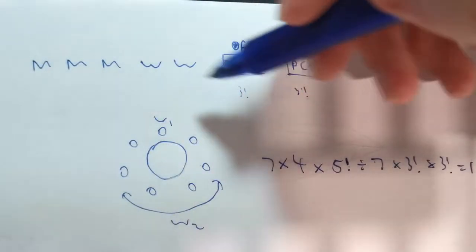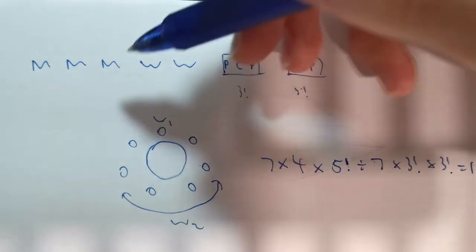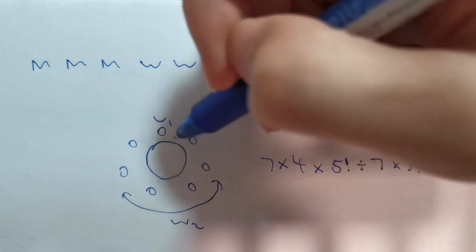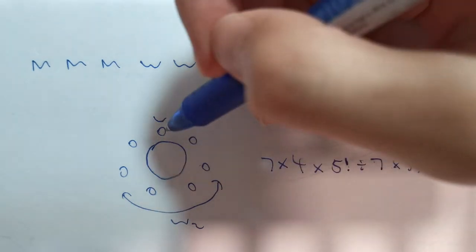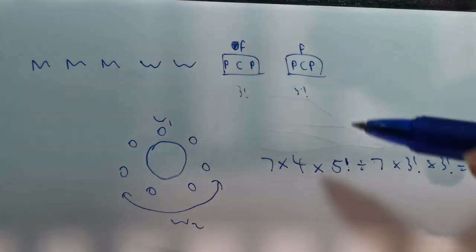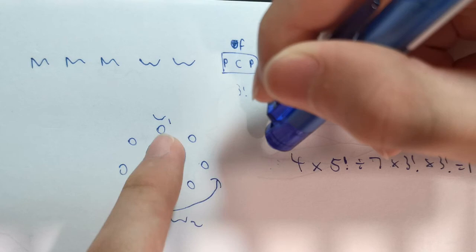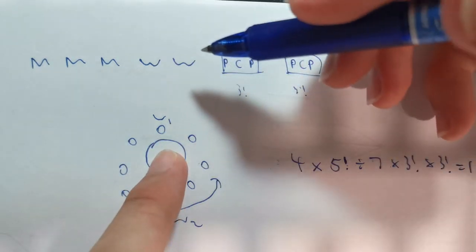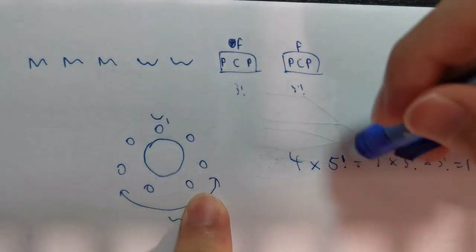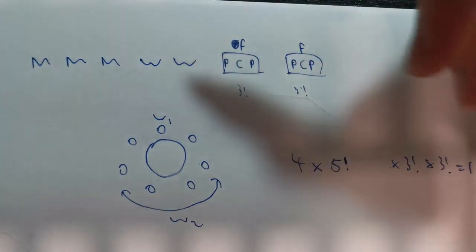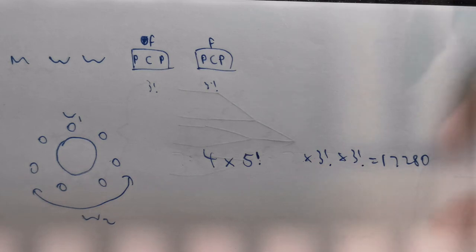Or alternatively, you can see it like this. Instead of multiplying by 7 and then dividing by 7 in the end, whenever you sit the first woman down somewhere, you can always rotate the table such that she is in the top position. So you fix the orientation of the table such that the first woman is in this particular spot. Then the second woman will sit here, then 5 factorial, and that will still give you 17280.